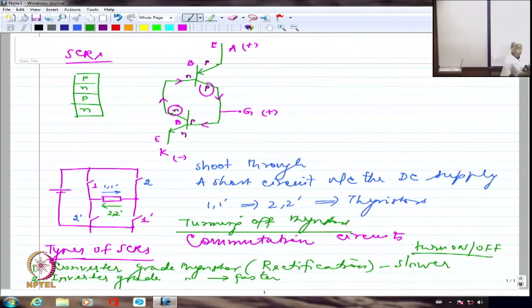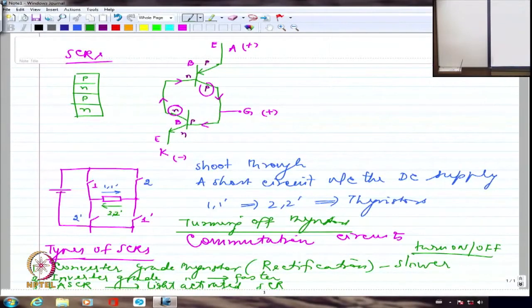Sometimes we may use light to activate, so that photoelectric effect kind of thing we will use, and that will emit some electrons, because of which I will have the conduction possible. So the third one is LASCR. LASCR is light activated silicon controlled rectifier. Those devices will be activated basically by light. So these are light activated SCRs. These are mainly the three types of devices that are available in the market in the category of SCR.